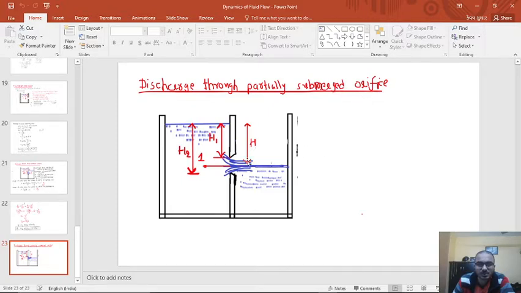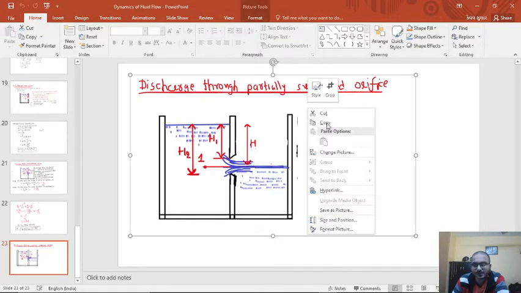And the last theory that we discussed in our previous lecture was discharge through partially submerged orifice. So as you can see, the outlet of orifice is partially submerged on the downstream side. So here we are going to take 2 points. Point 1 will be over here and point 2 will be on the downstream side. So let's copy this figure to continue this theory.